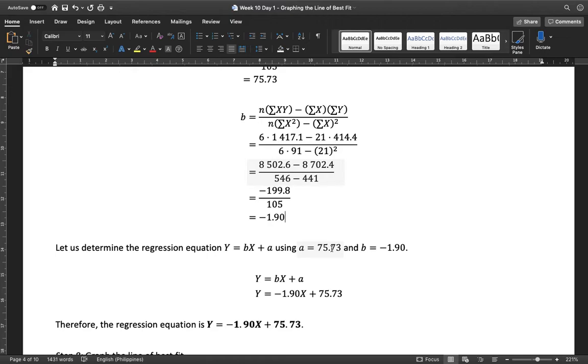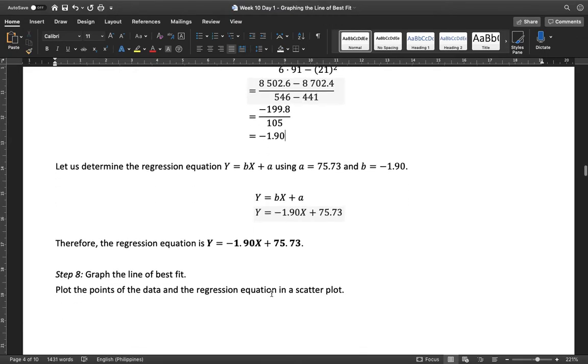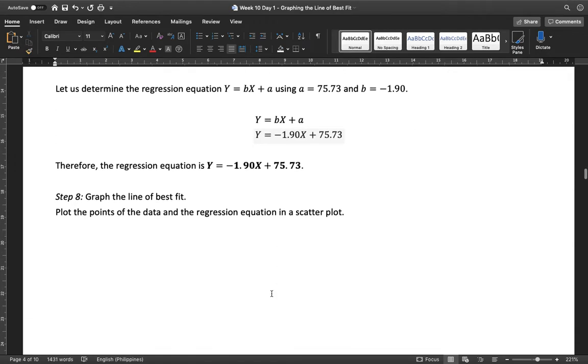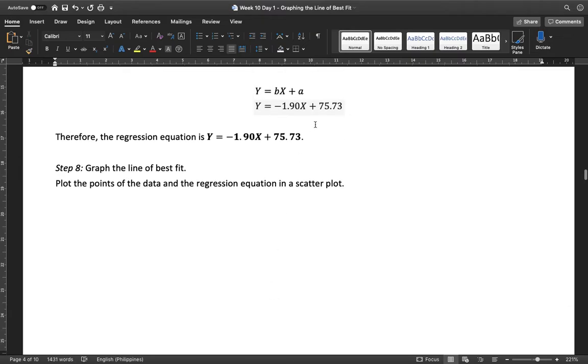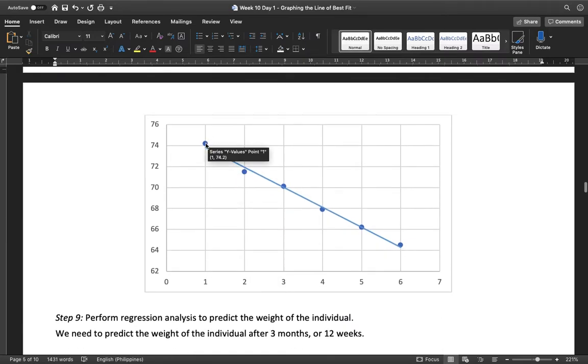So, let's substitute that in our regression equation, y equals bx plus A. So, the equation is y equals negative 1.90x plus 75.73. That's the regression equation. Now, step 8, let's graph the line of best fit. So, i-graph lang natin itong equation na to. And if you wish, we can also graph yung mga values na nakalagay dun sa kanina.